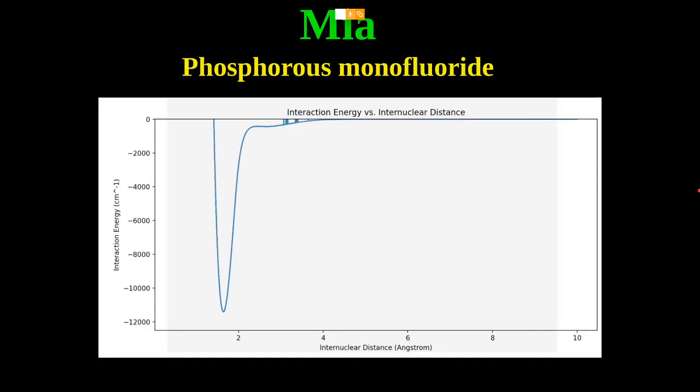Now, Mia did phosphorus monofluoride. This molecule's potential energy curve, does anyone notice anything unusual about it? It seems to have 2 minimums. Okay, you're saying there's a small minimum here. You could have also said that there's a barrier. You might have also said that there's a shelf. Now that is actually okay.